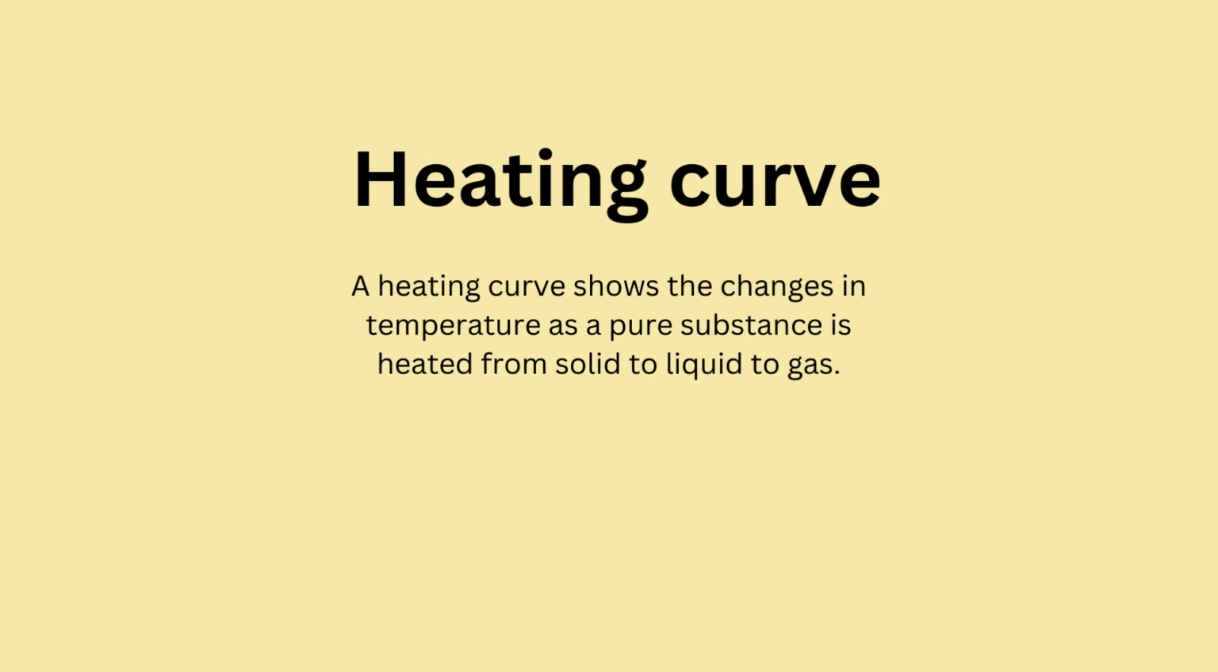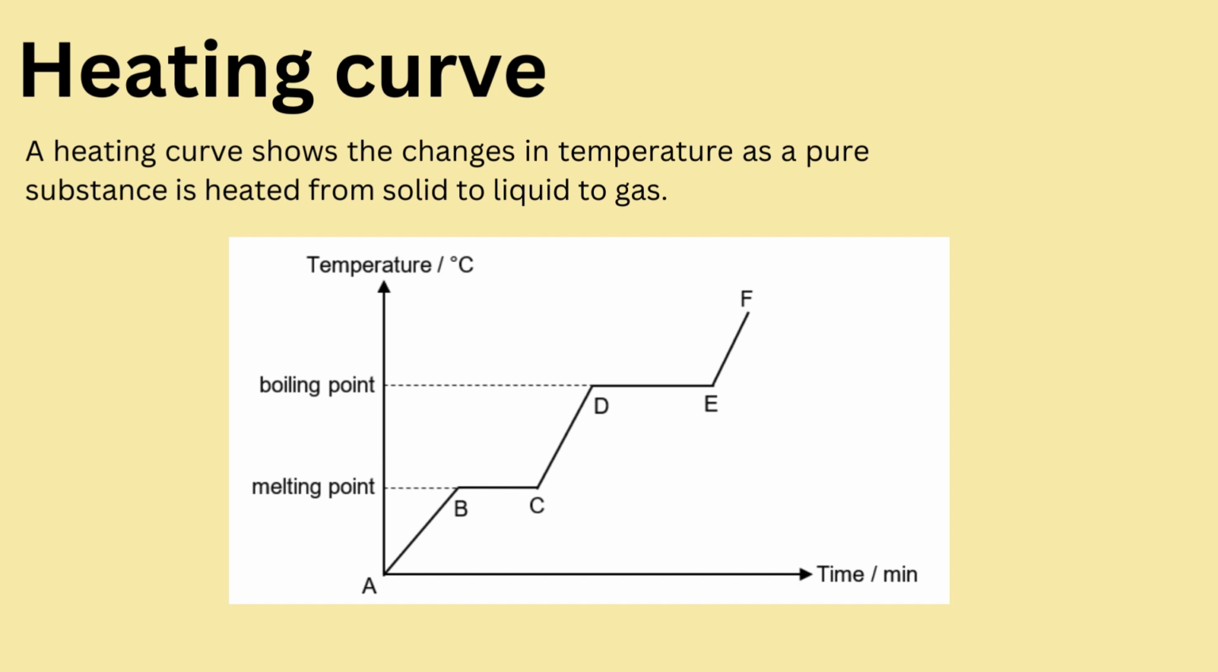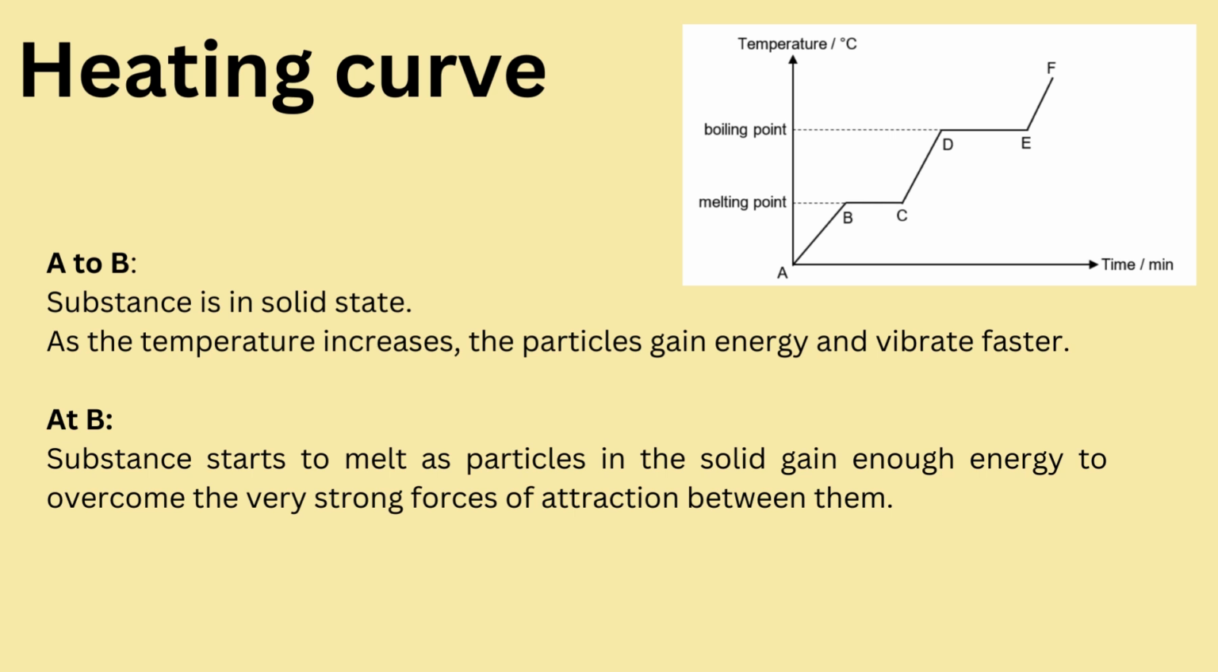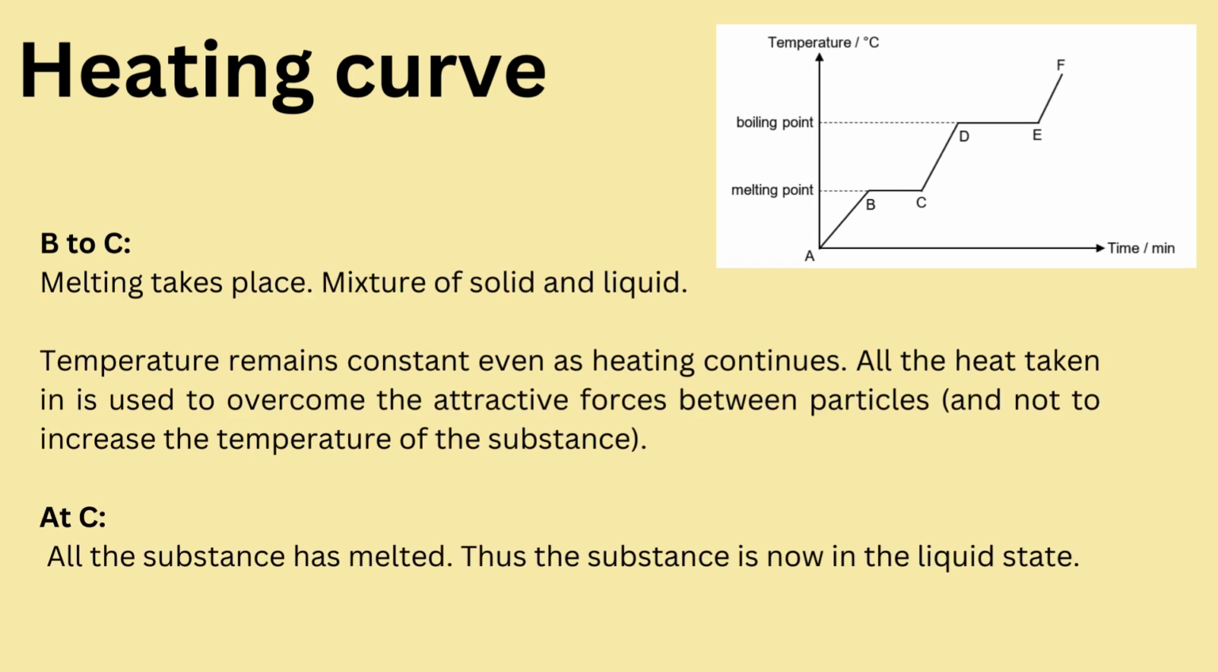For the next part, we're going to talk about the heating curve and the cooling curve. A heating curve shows the changes in temperature as a pure substance is heated from solid to liquid to gas. At A to B, substance is in solid state. The temperature increases, the particles gain energy and vibrate faster. At B, substance starts to melt as particles in the solid gain enough energy to overcome the very strong forces of attraction between them. At B to C, melting takes place and there is a mixture of solid and liquid here.